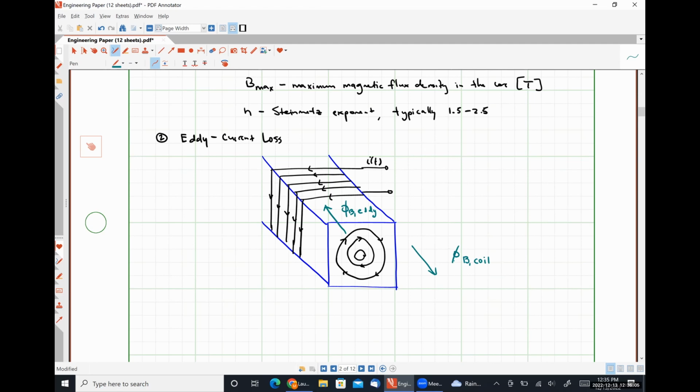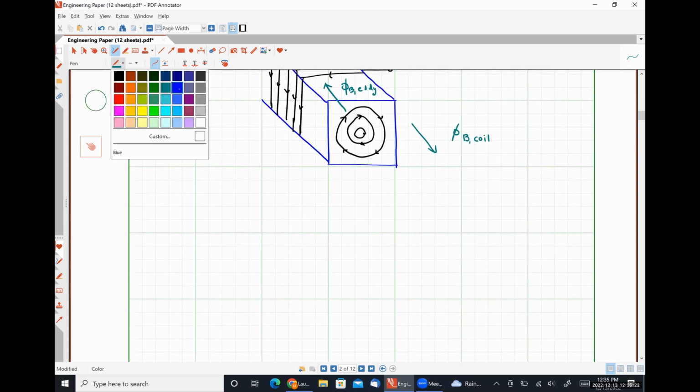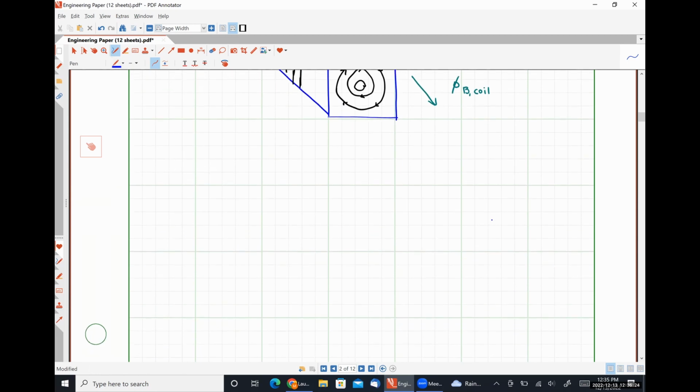So what we do in practice is we laminate our cores. We slice them up into thin little strips and then effectively glue them all together, and each strip is separated by an oxide or some thin insulating layer. Okay, so we should have something. Let me draw it down here.